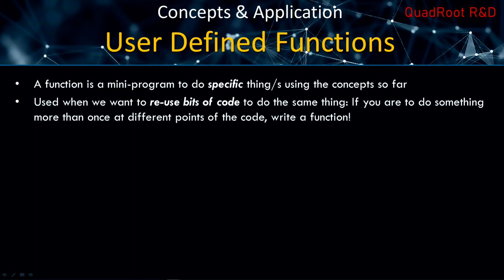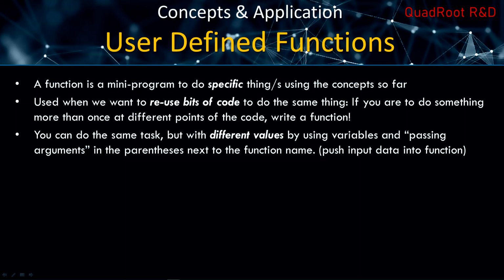It's used whenever we want to reuse bits of code to do the same thing. If you're going to do something more than once at a different point of code, write a function. That's the rule of thumb. You can do the same task but with different values by using variables and passing arguments in the parentheses next to the function name, i.e., you can push input data into a function, which is also known as passing arguments. Now, do you know why the parentheses are there when you start a function name? This is why they're there: to pass input data into a function, to communicate with a function.